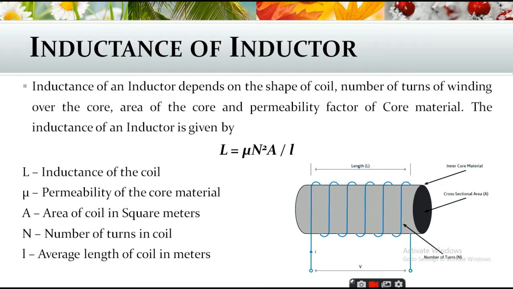The inductance of an inductor is given by L equal to mu n squared A by l. L is the inductance of the coil, mu is the permeability of the core material, A is the area of the coil in square meters, n is the number of turns in the coil, and l is the average length of the coil in meters.